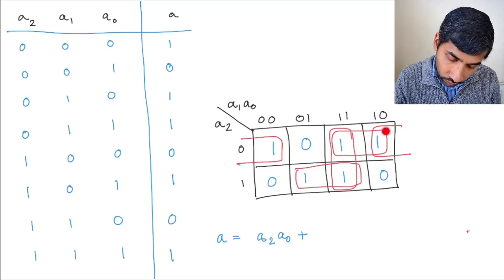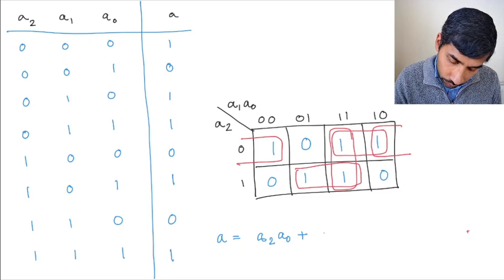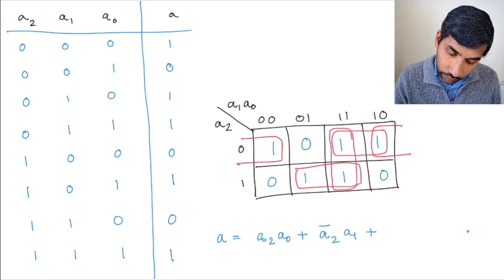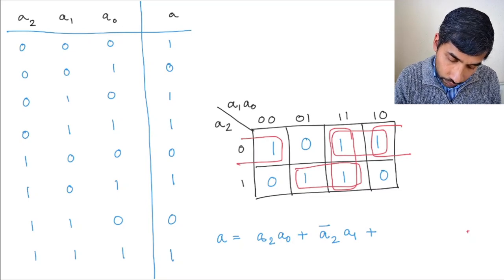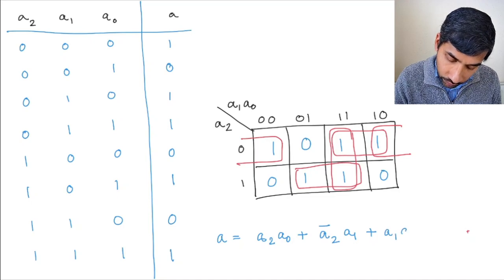Plus, let's write the equation for this group. For this group, A2 is 0, A1 is 1, and A0 takes both 1 and 0. So we don't have the A0 term there. So let's see what we get. You get A2 bar A1 plus, let's write the term for this vertical group here. Here A2 disappears and you have A1, A0. So you have A1, A0.